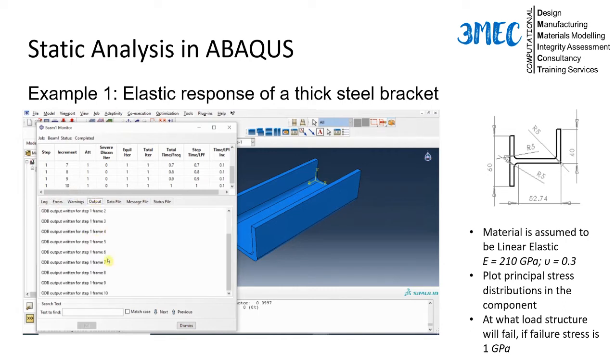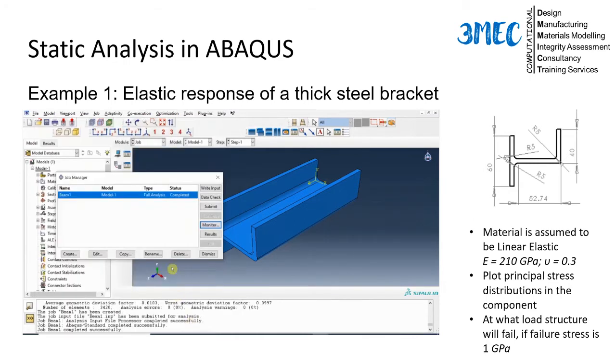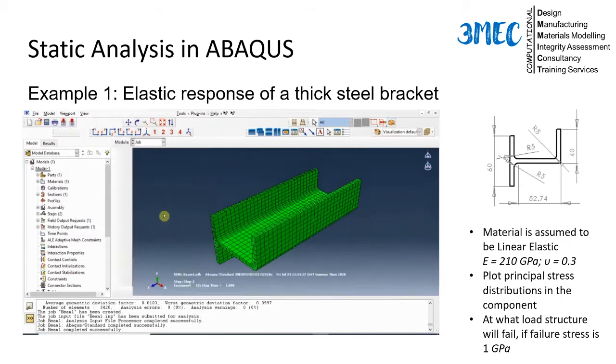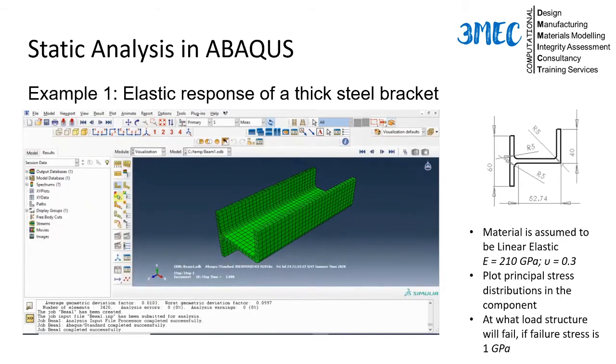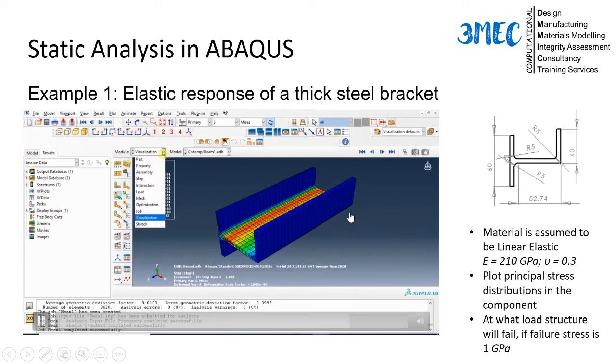You see there are no error messages. Output has been written after every 0.5 second. The message file will give you all the messages during convergence, and the status file tells you the status of the job. And then you press the results button and you will see the results. And you can see here your Mises stress is around 42 or something, if I can see correctly. So this is much lower than 1 gigapascal.